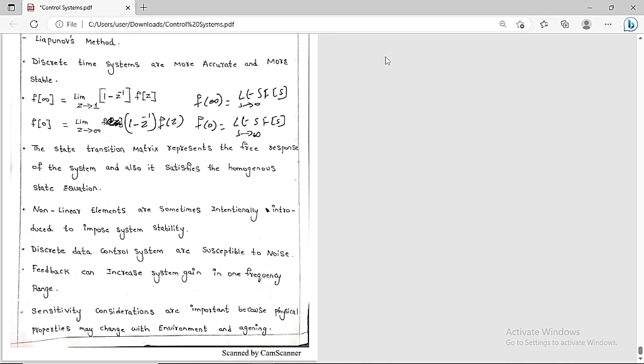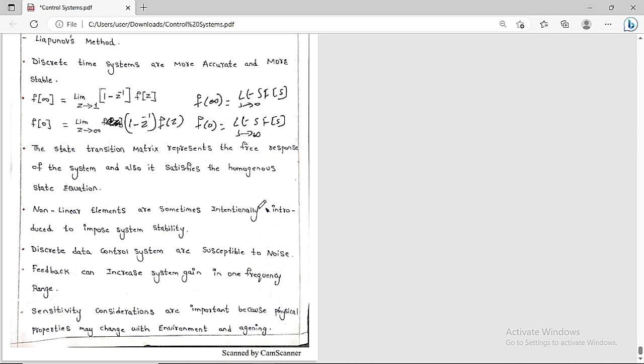So, finally, I can say whenever you are going to compare both the continuous time system and the discrete time system, here s into F of s is replaced by 1 minus z to the power of minus 1 into F of z, and s tends to infinity means z tends to infinity, s tends to 0 means z tends to 1. This is the only thing that you have to keep in your mind, and the remaining everything is the same.